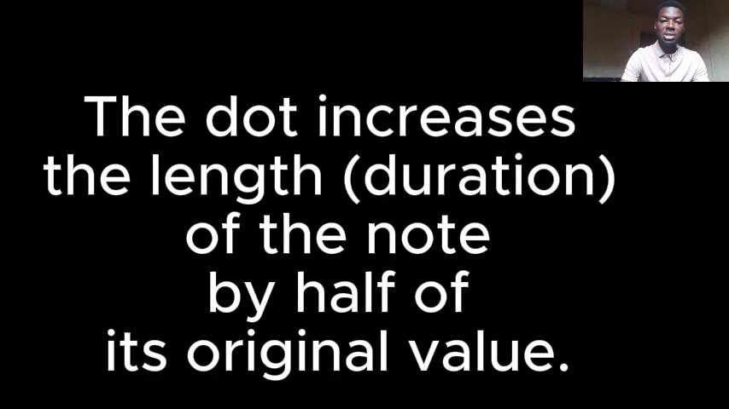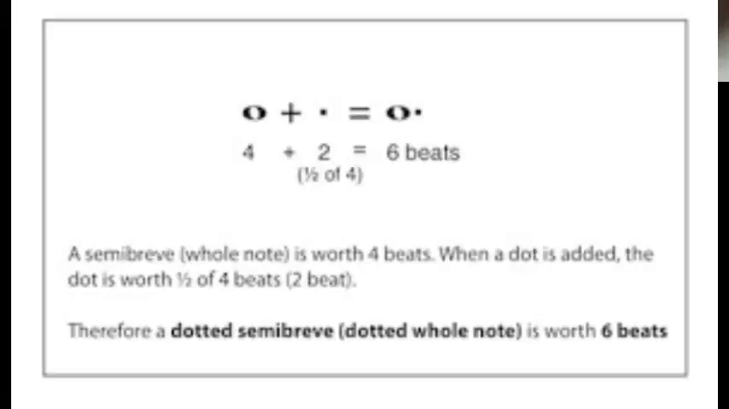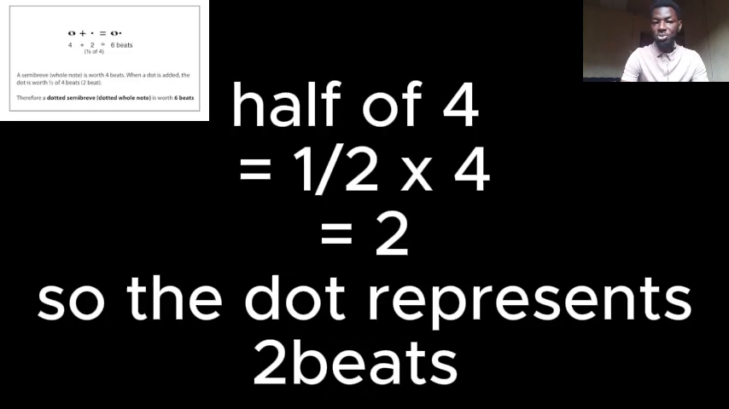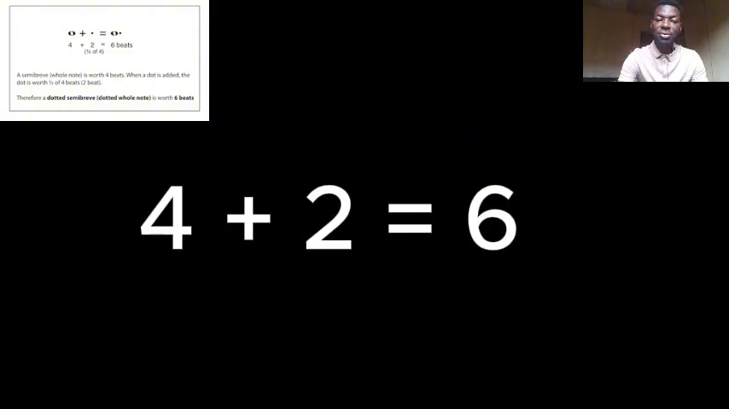So if the original beat is 4, for example, a semibreve has 4 beats. Now, if a dot is placed beside that semibreve, it will increase it by half of the original beat. So the original beat is 4. Now, half of 4 will be what? Mathematics. That's 1/2 times 4. That will give us 2. So if we divide 4 into 2 places, it will give us 2. So that 2 will be added to the original beat, which is 4, and that makes it 6.